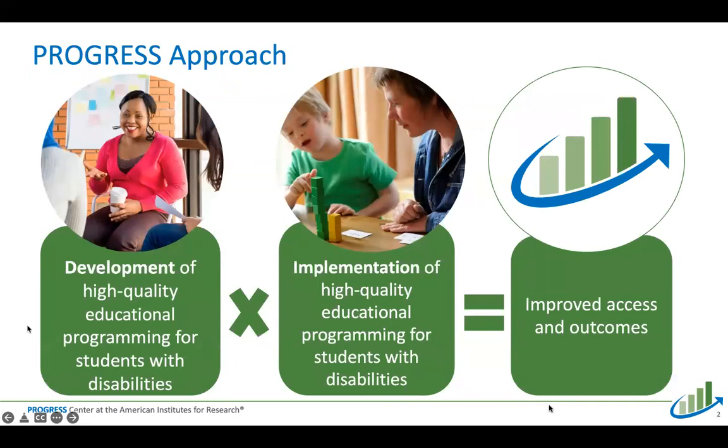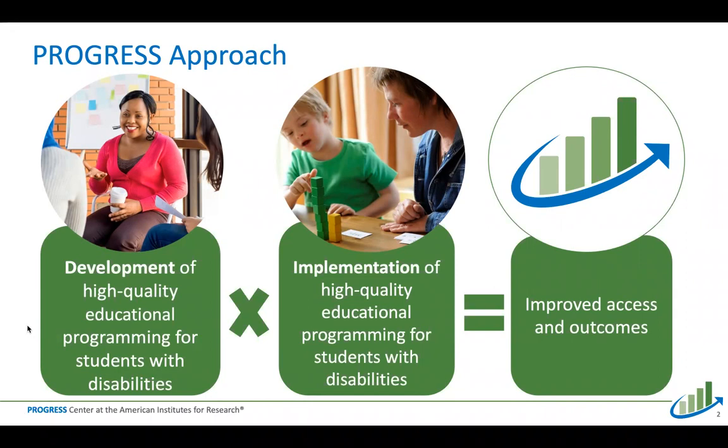So at the Progress Center, we believe that when educators collaborate with students and families in the development of technically sound and educationally meaningful programming, and then we implement that programming using effective practices for instruction and service delivery, we ensure that students have access to FAPE and improved outcomes.